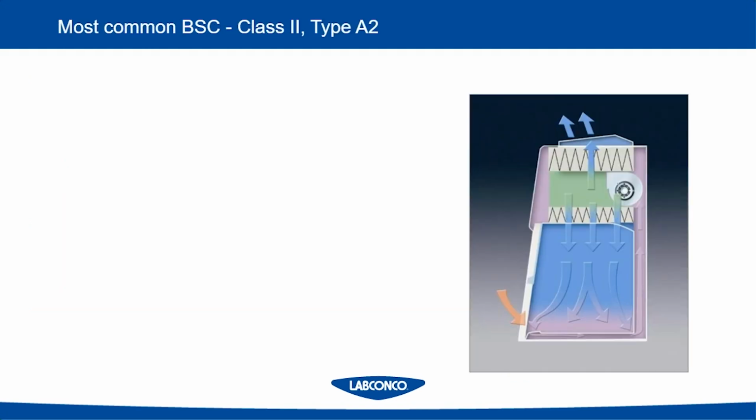The most common BSC that we come across, and the most common that you will find out in the world, is going to be the Class II type A2. I would call this your standard microbiological biosafety cabinet. This cabinet provides both personnel and product protection, as it is a Class II.